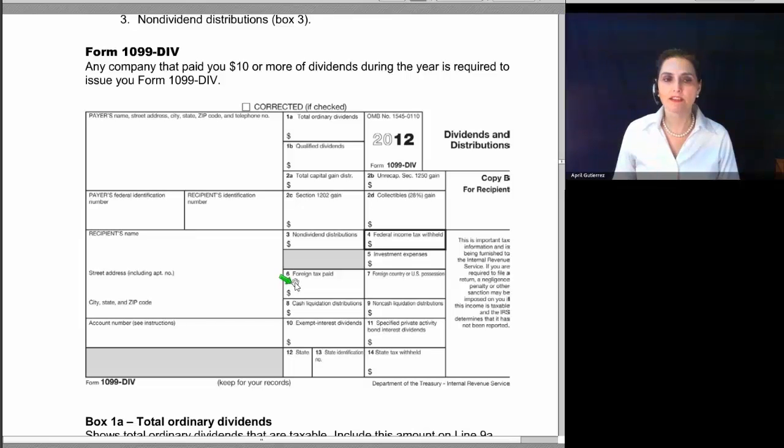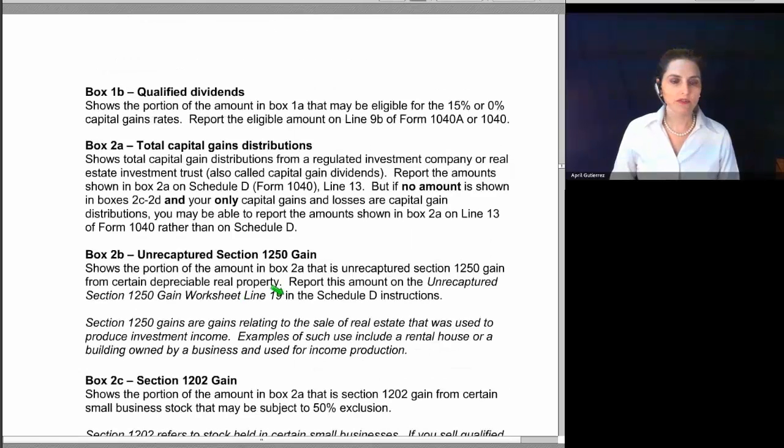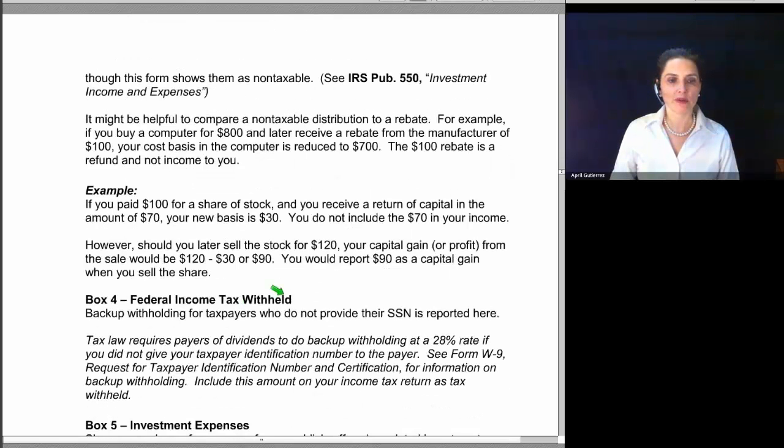If Box 6 on the 1099 DIV or the equivalent box on the 1099 INT is showing an amount, and that amount is less than $300 for single filer or $600 for joint filers, you can claim the foreign tax credit without filing Form 1116. But as soon as the amount goes over $300 or $600 on a joint return, Form 1116 is required if you want to claim the foreign tax credit. So there's more information in here if you want to read more about those box numbers.